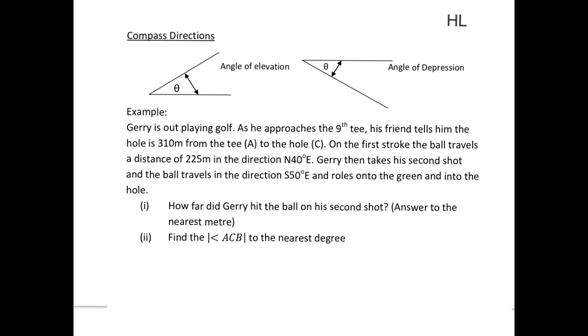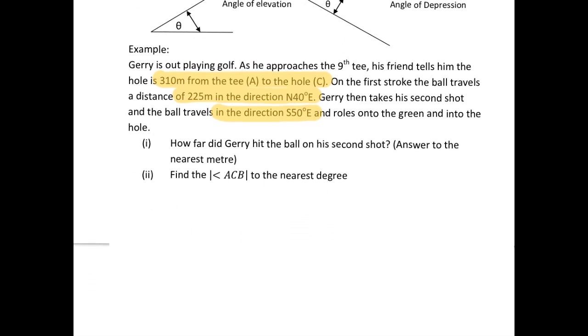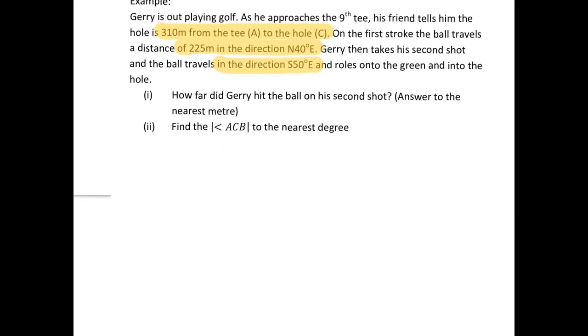Okay, so to answer this question, what we're going to need to ask first is what information are we given in the question? So if we look first, we're told that the hole is 310 meters from the tee to the hole. We're told that on his first stroke, Jerry hits a distance of 225 meters in the direction north 40 degrees east. And then in the second shot, the ball travels in the direction south 50 degrees east. So from this information, we're going to have to try and create a diagram for ourselves to see what way we can go about answering this question.